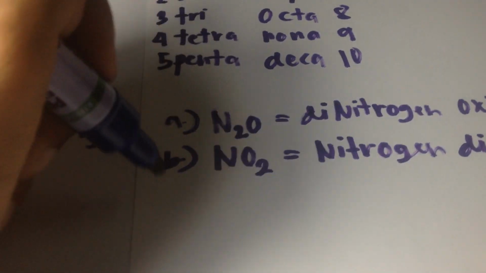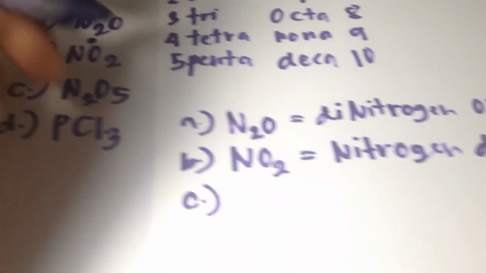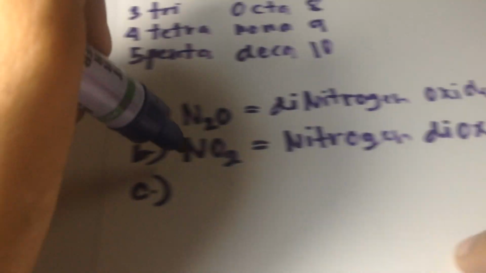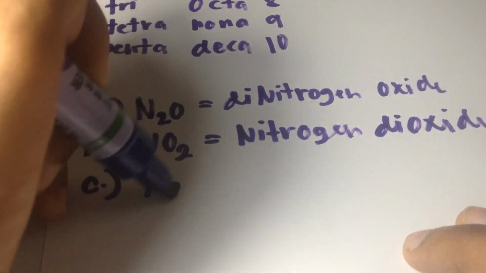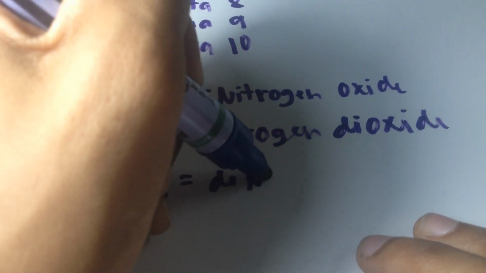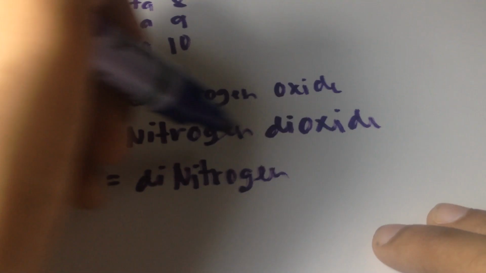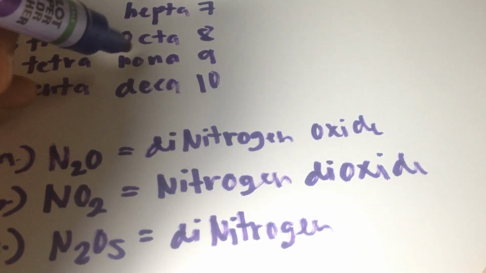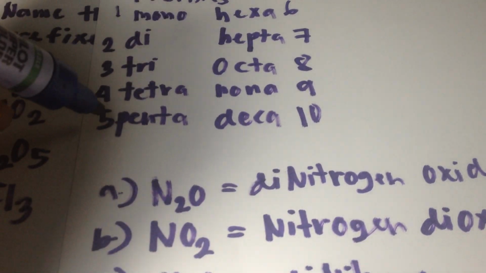Okay. In letter C, they have an N2O5. N2O5 is equals to di, nitrogen, pentaoxide. So 5. 5 means penta. Okay. Pentaoxide.